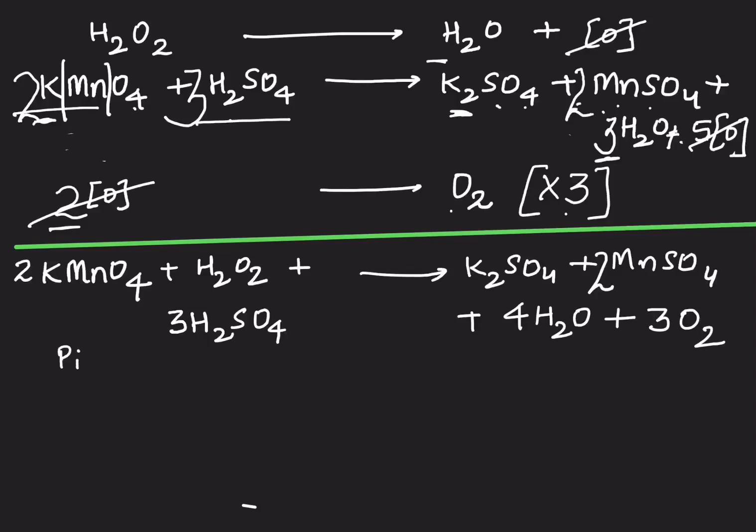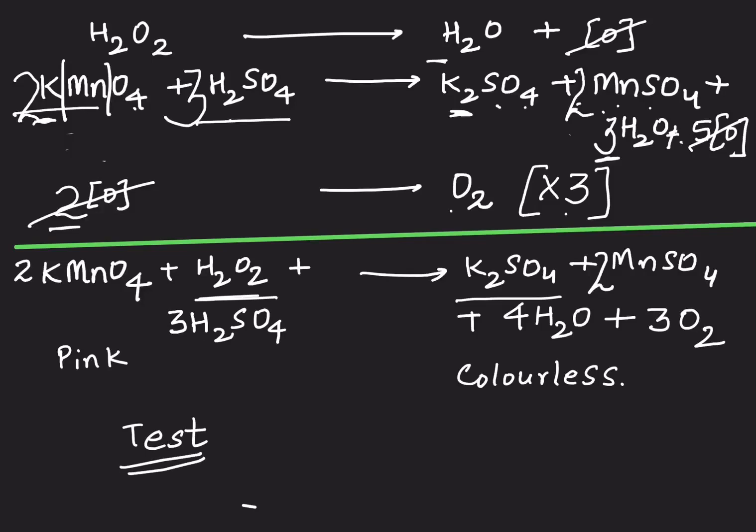Now, this we had mentioned is pink in color. What about the products? Potassium sulfate, manganese sulfate, they are all colorless. So what will happen to the color of these solutions in the presence of hydrogen peroxide? Yes, it turns it into colorless. So we can use this reaction as a test for hydrogen peroxide, right? So this is how we correlate the properties of a substance to its testing as well.